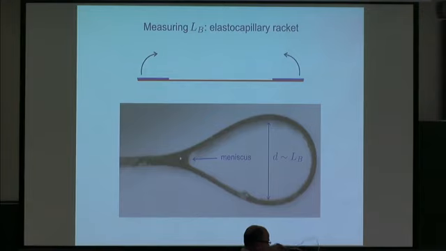So this shape is universal, but the width, or if you prefer the length of this racket, will be proportional to this elasto bending length. So a very convenient way to measure this length scale.